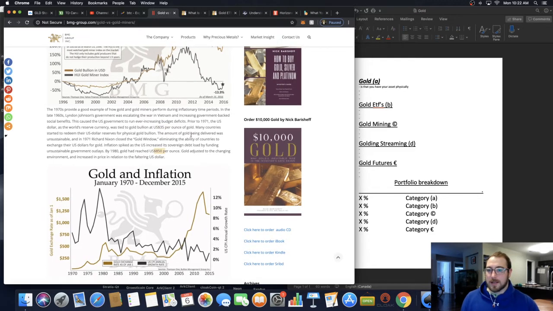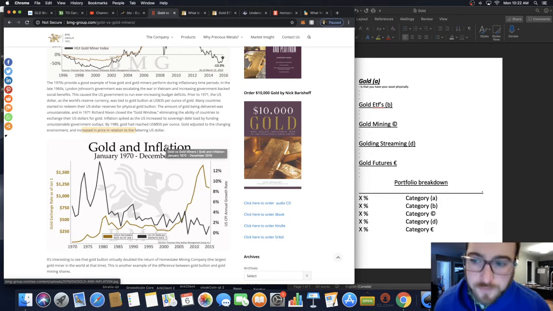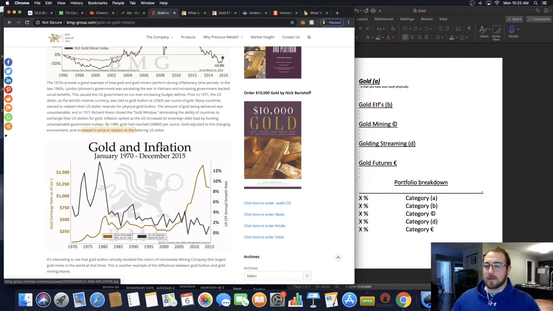And what's preceding it? Well, some of the same stuff that's occurring right now. All right, gold adjusted to the changing environment and increased in price in relation to the faltering US dollar. So, gold can increase extreme amounts in price because the reality is it's not becoming more valuable, the dollar is becoming less valuable, right? So in that sense, that's where gold can really protect you from inflation.